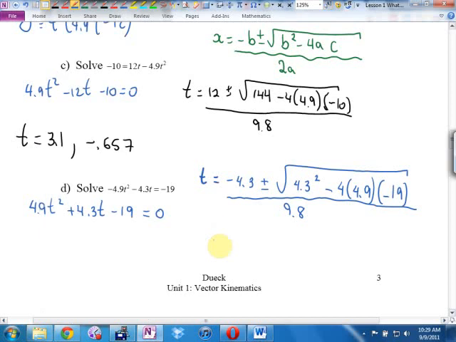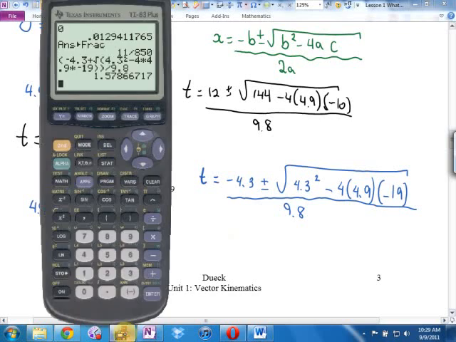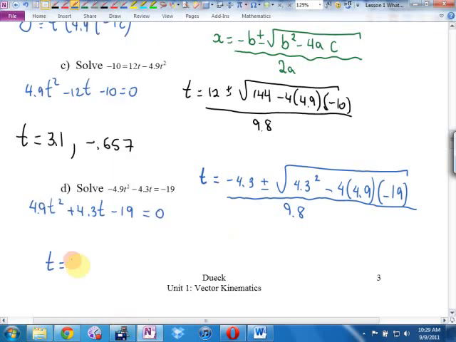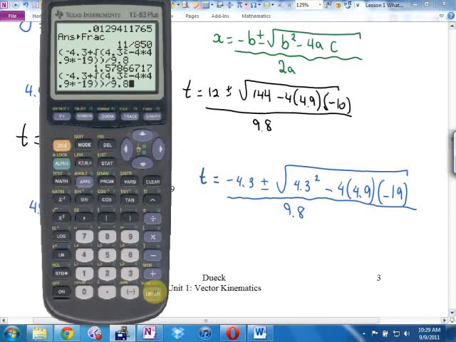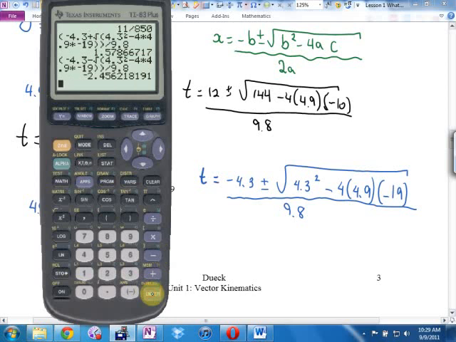I'll unfreeze the screen. I get T equals 1.58. And I think I did a big rant about a good calculator yesterday. With the graphing calculator, second function enter brings up your previous line. With a two-line display, usually back arrow brings up your previous line. But it's way nicer just to be able to change that plus to a minus and not have to retype everything. Negative 2.46.